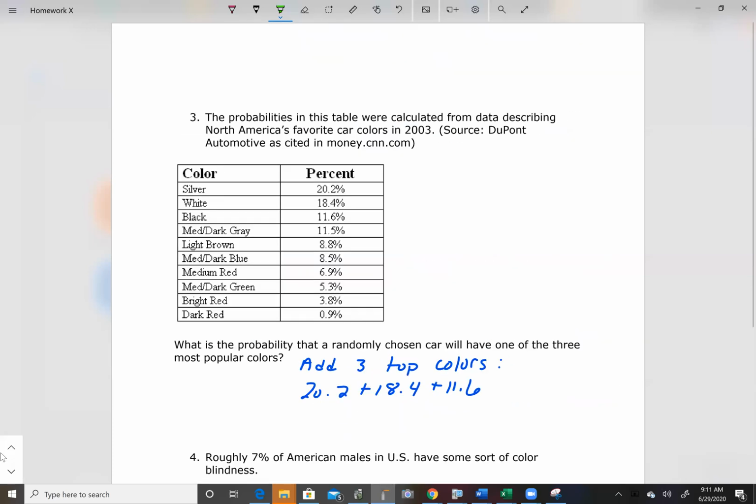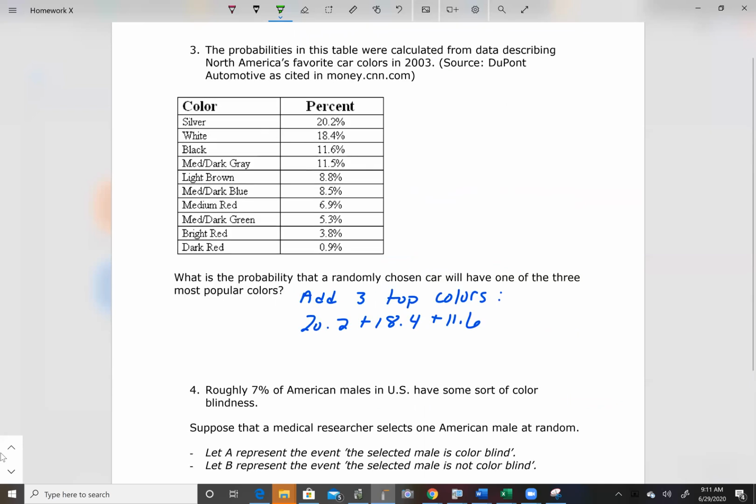All right, question 3: what is the probability that a randomly chosen car will have one of the 3 most popular colors? All you have to do is add up the 3 highest percents.